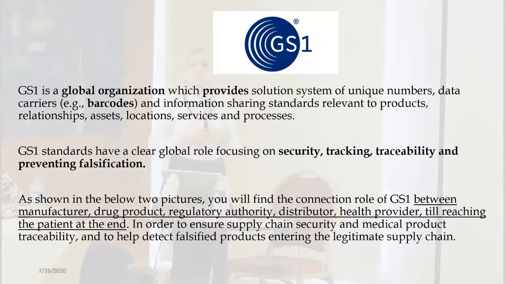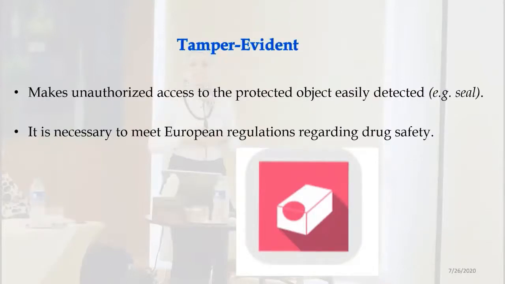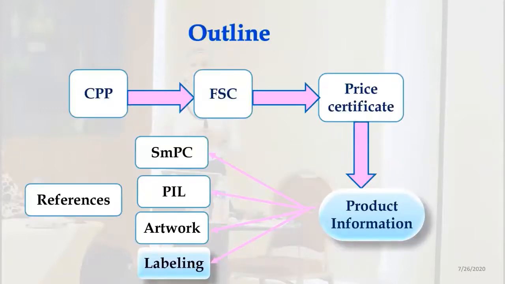GS1 is a global organization which is responsible for the security, tracking, traceability, and preventing falsification of our medicinal products. Most companies use GS1 in order to provide them with the unique numbers for the serialization. For counterfeit protection and more restricted conditions used in the labeling, there is the tamper evidence, to protect the product by using a seal. It is necessary for the European regulations in order to ensure safety.